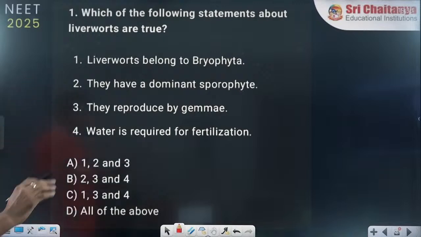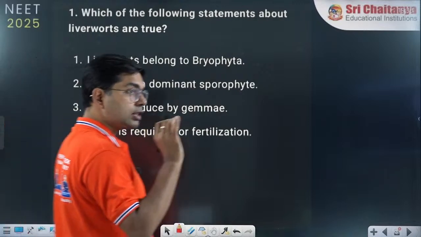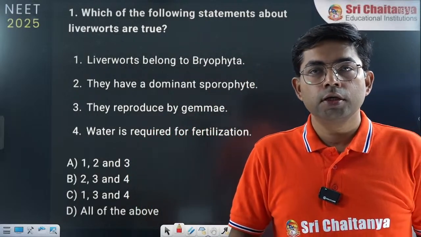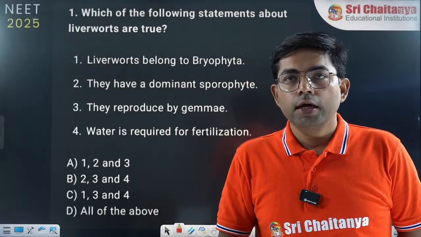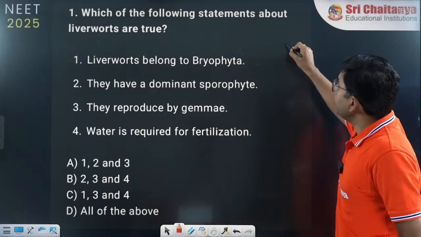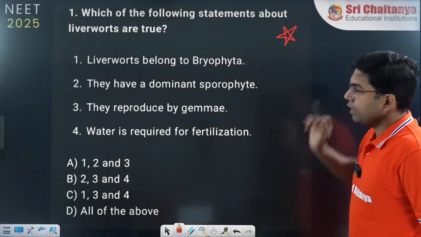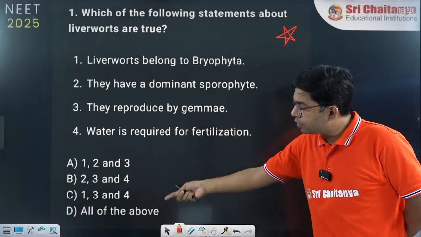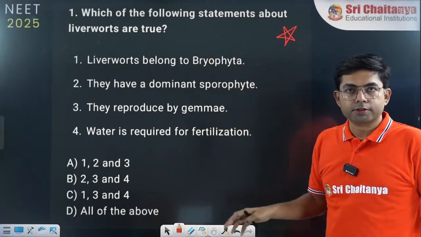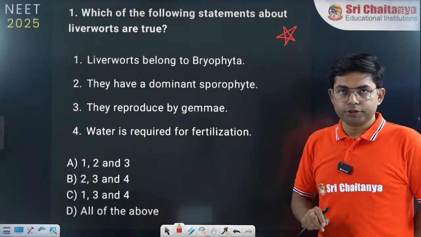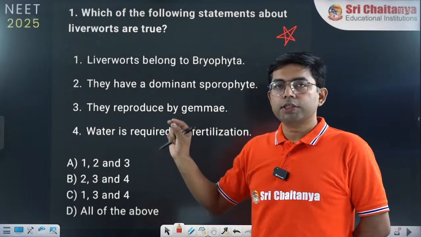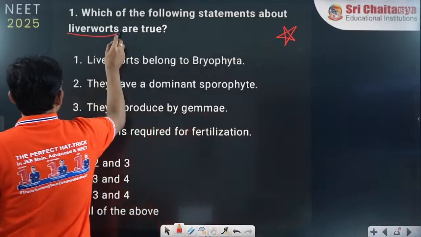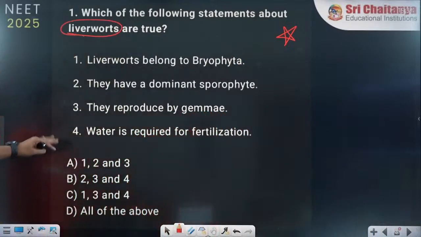Now, this is another type of question. Till now we have done very simple questions where one-word answers were there. Now this is also a type of question which is asked in NEET, where you will get several statements and you have to choose among the options. So this is another type of question, and the difficulty level of this question is a little more. Now, on the basis of what we have just seen in liverworts, tell me what is true.